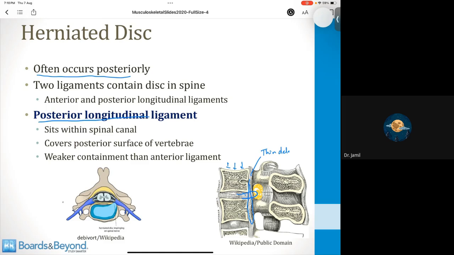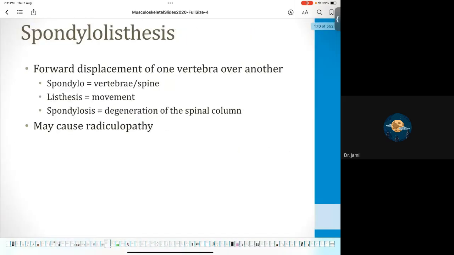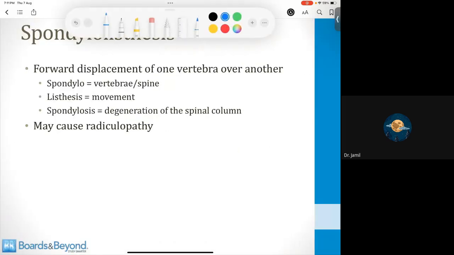So we have the posterior longitudinal ligament. It's really thin, it's really delicate, right? The weaker structure as compared to the anterior longitudinal ligament, right? Is it clear? Okay.